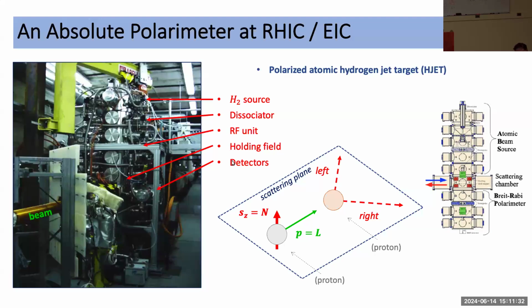We have about 120 millitesla holding field, into which the atomic beam adiabatically moves so that all the particles coming out of the source really are nicely aligned. And this says here holding field. And so there's a detector system left, right. And down here, there's a Breit-Rabi polarimeter, which is used to determine the polarization of the atomic beam.